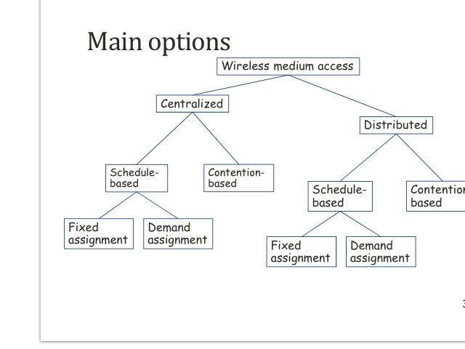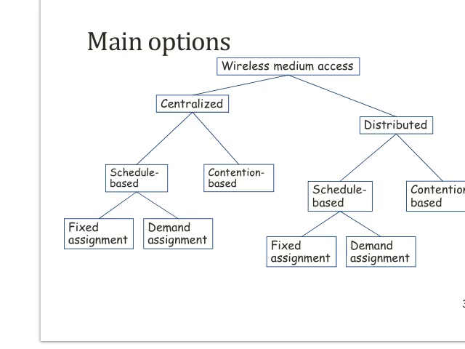Okay? So another branch of scheduled is by saying, if I give access to you and you do not send anything, this is an indication for me that you probably don't have traffic at the moment. So I will reduce your opportunities. So this is the demand assignment. So fixed assignment, I give you access like round robin. Each one will have his turn to talk. I give you the turn to talk, and I have to wait for you until the duration assigned to you finishes. If you have something to say, this would be good because you will utilize the channel. If you don't have anything to say, then this time is wasted.